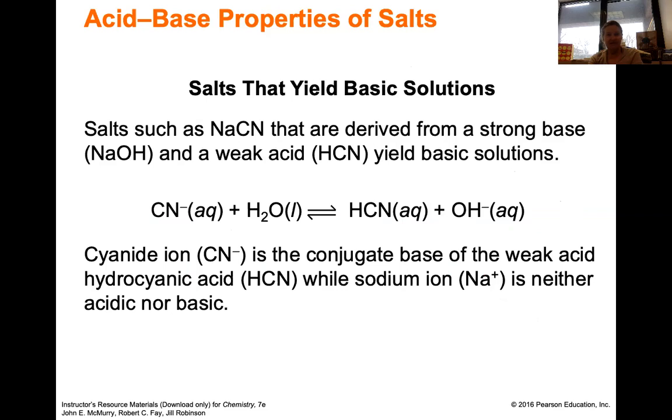This is just another example. If you're going to make a basic solution, if HCN, the product in this reaction, is a weak acid, that would mean that if you put CN- into solution with sodium cyanide dissolving, that weak base, the CN-, which is the conjugate base of HCN, will act like a base in that solution.